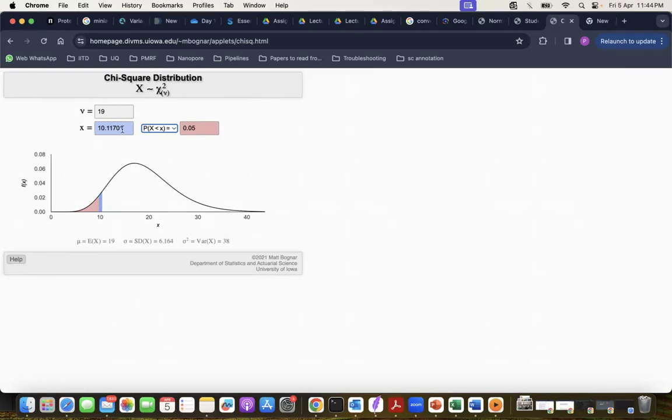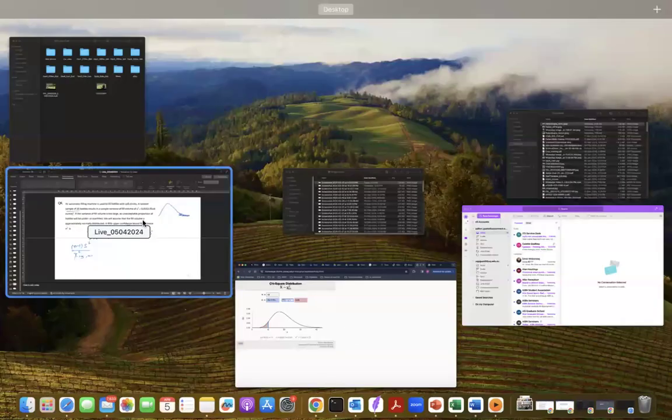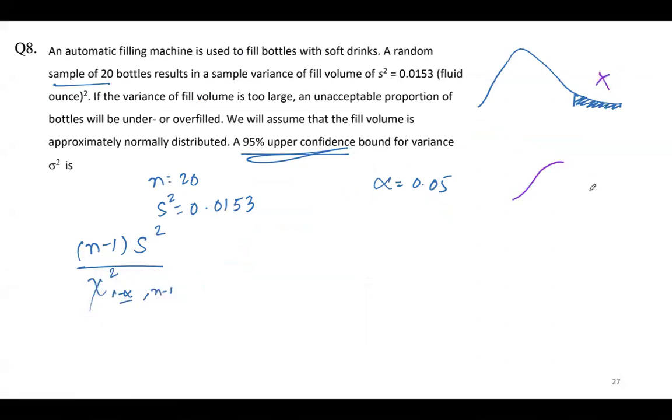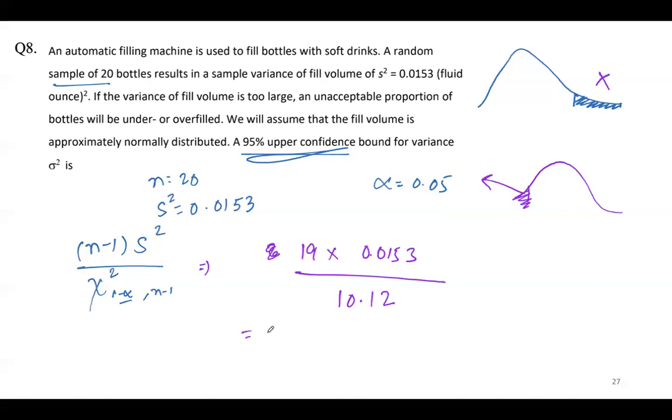So the value x at which the interval is 0.05 is actually 10.12. Let's say 10.12. So maybe it's not this thing, but rather it has to be this thing here. Right? So here we're going to solve this: it's going to be 19 into 0.0153, and the value we just solved, that is 10.12. So just solve this: 19 into 0.0153 divided by 10.12 is equal to 0.0287. Okay. So I think this means upper confidence bound.